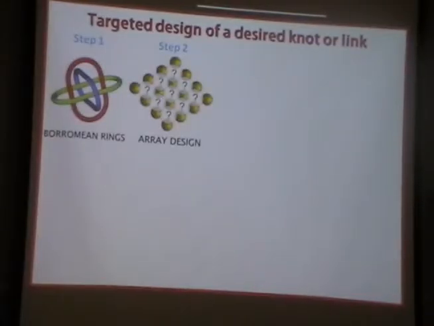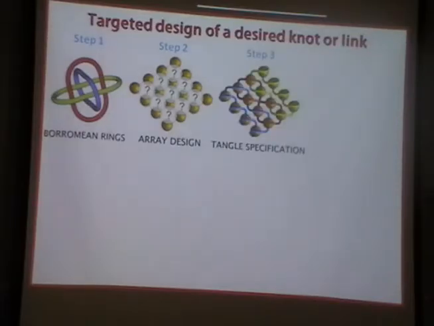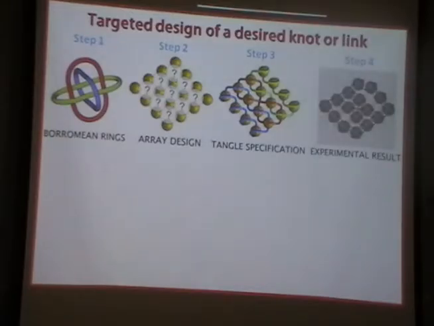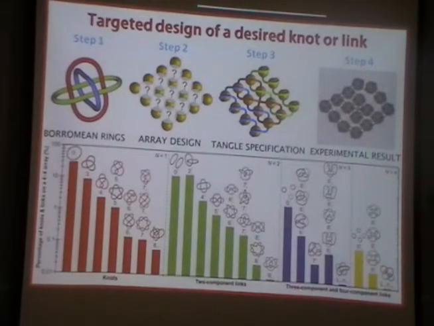for example, Borromean rings, and you ask yourself how big an array do I need to make it. And then, of course, you have to calculate or find out the right combination of these angles on such a grid, and you can realize this experiment. By doing this on such a 4x4 array, we found many different knots.